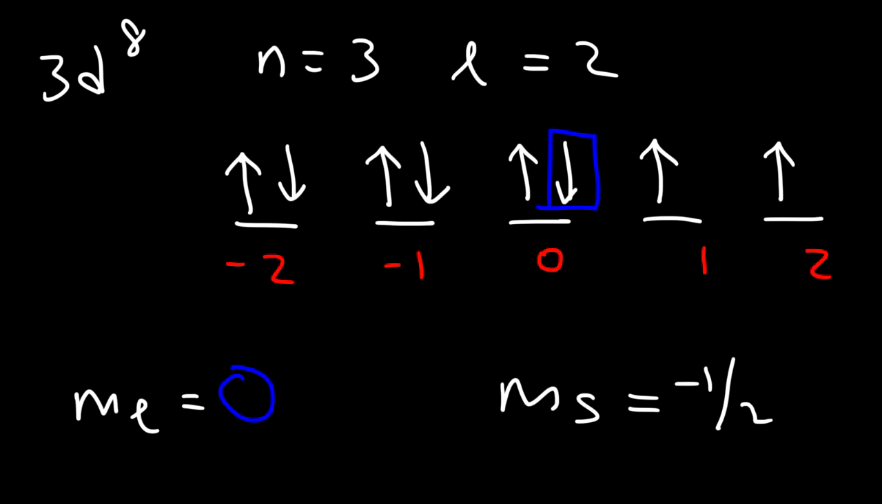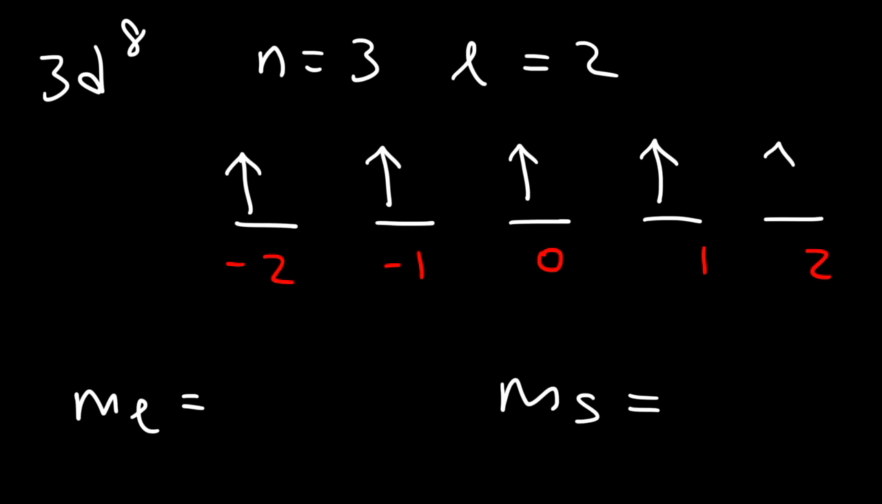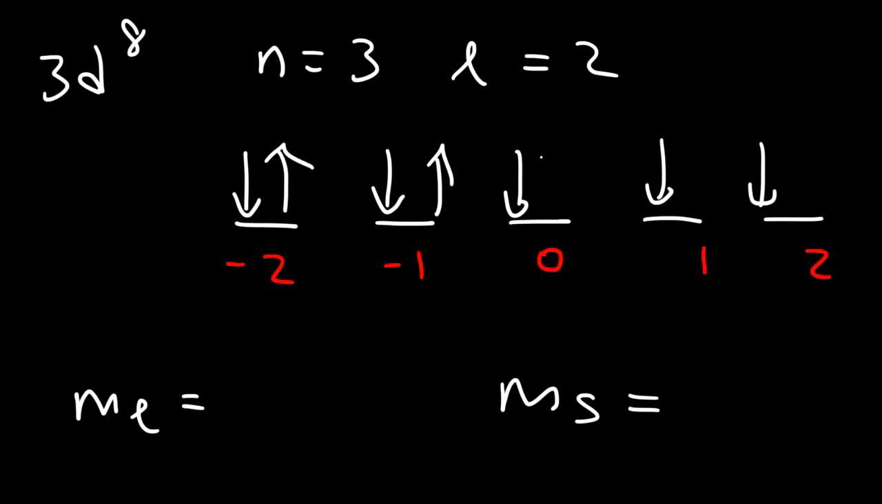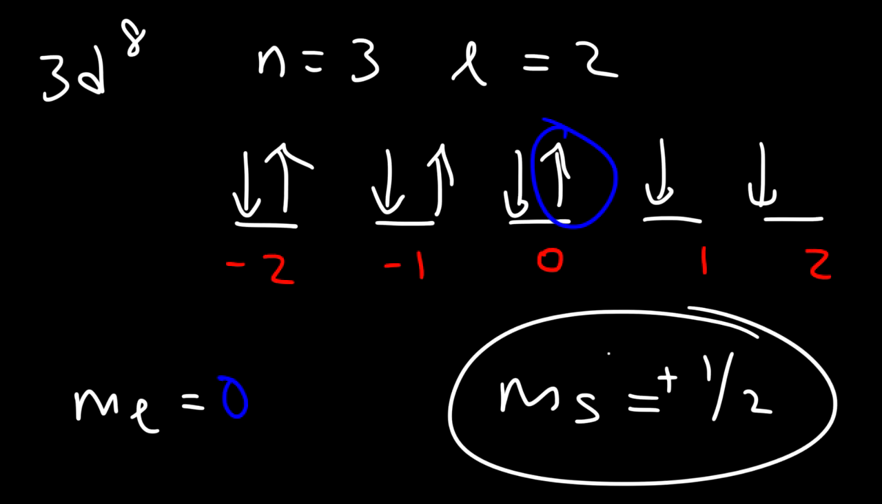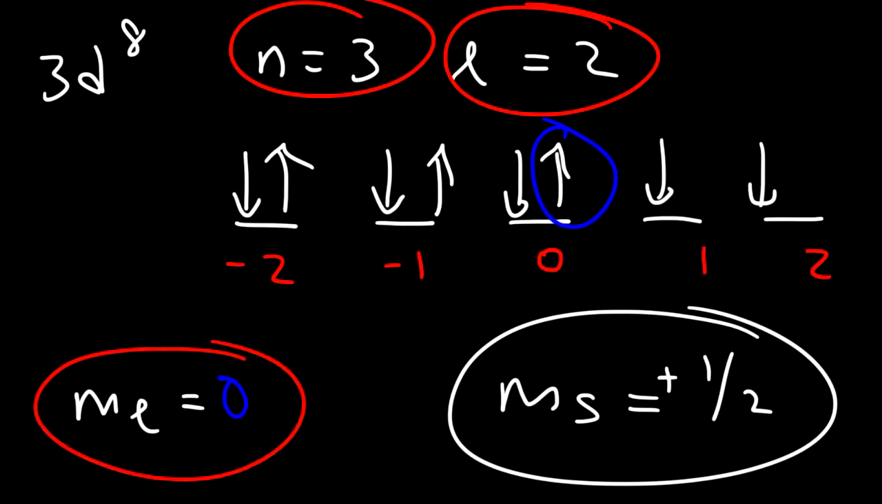But now you might be wondering, okay, what if we started with down arrows as opposed to arrows facing upward? So this won't affect your ml value, but it will affect your ms value. So this is 1, 2, 3, 4, 5, 6, 7, 8. In this case, the 8th electron is still in the same orbital, but this time it has an upward spin of +1/2. So this can vary. This can always be either plus or minus 1/2, depending on how you draw it. But these three numbers will be consistent. n is 3, l is 2, and ml is 0.